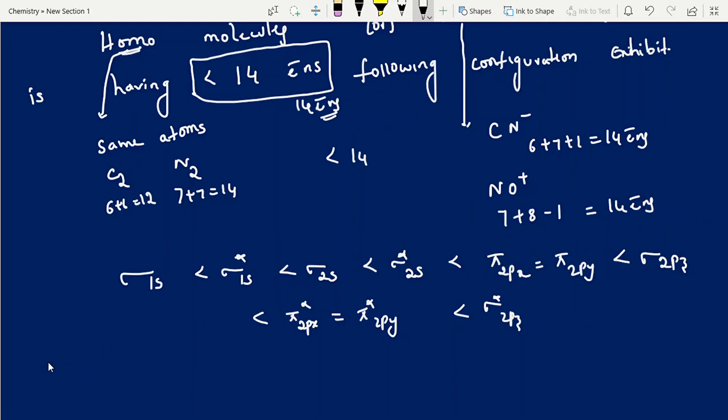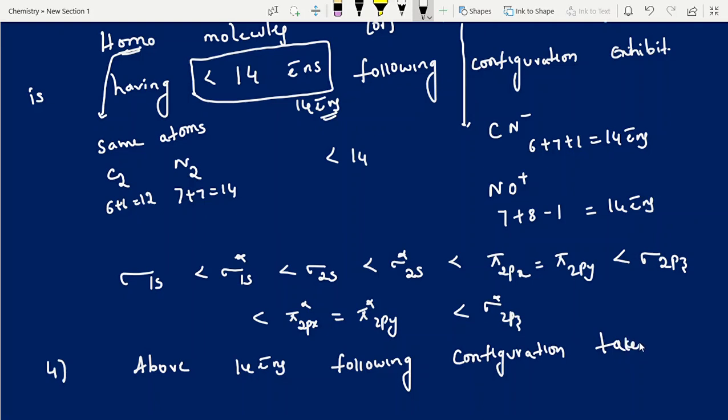Now next one, fourth point. Above 14 electrons, greater than 14 electrons, the following configuration takes place. Okay, write down the same: sigma 1s, sigma star 1s, sigma 2s, sigma star 2s.